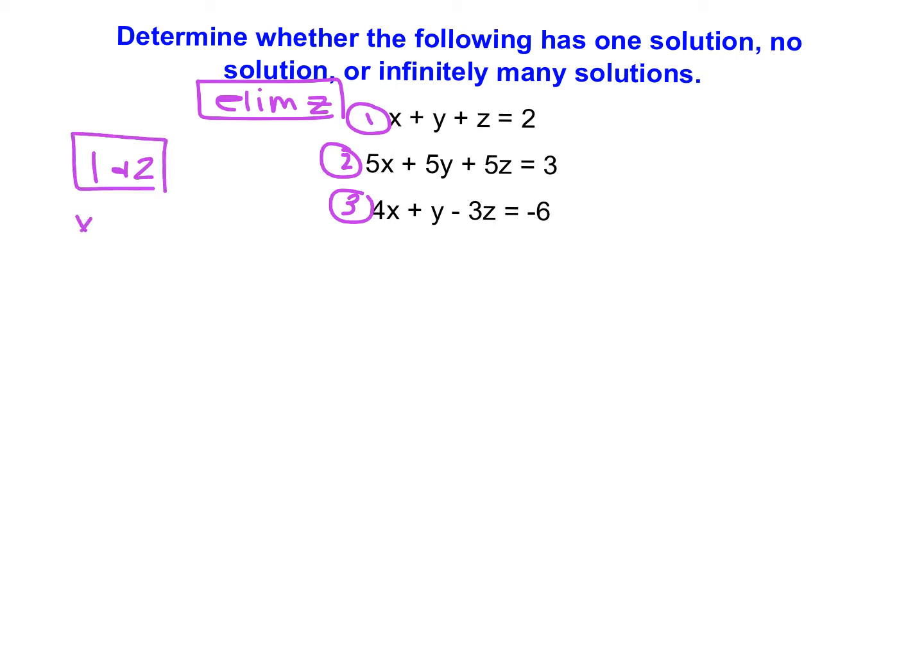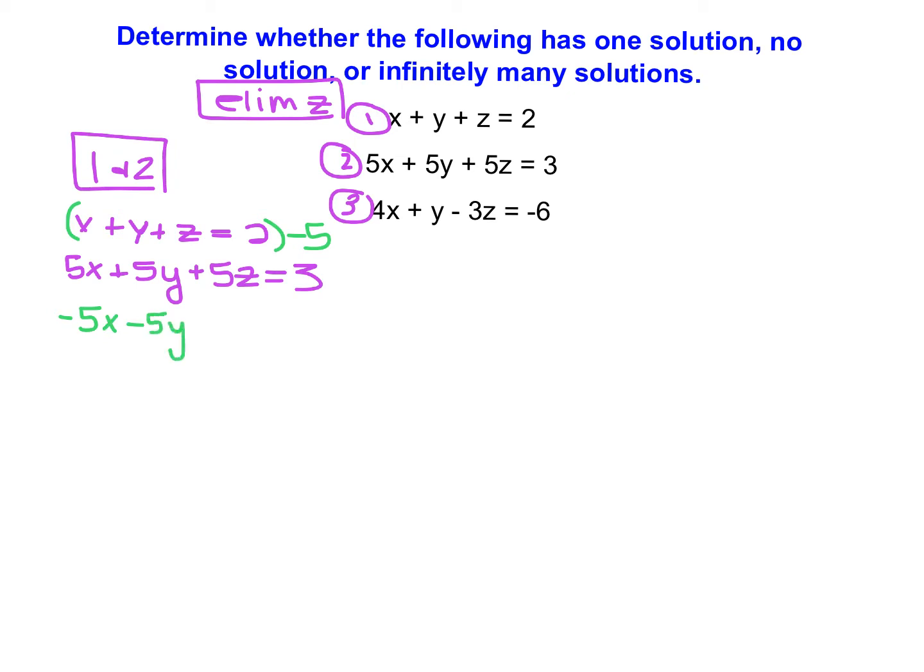So here we have x plus y plus z is equal to 2. And then we have 5x plus 5y plus 5z is equal to 3. What we're going to do is manipulate that first equation by multiplying it through by a negative 5 in order to make that coefficient of x negative 5. So here we have negative 5x minus 5y minus 5z is equal to negative 10. Now we're going to use elimination. We're going to add straight down, and we're then going to see what happens.